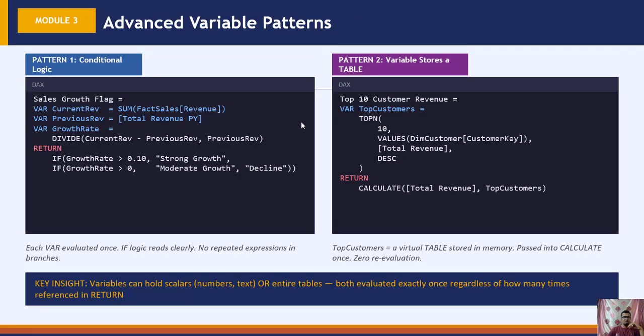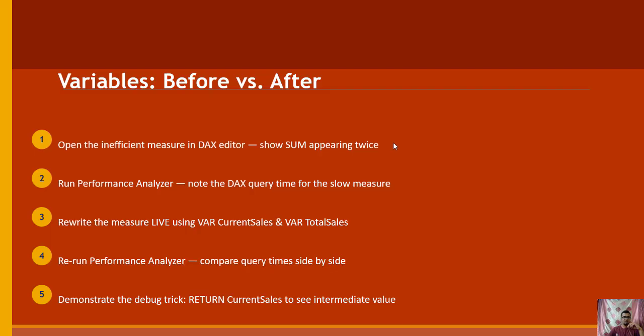Advanced variable patterns. Here you can see for conditional logic we have used a variable instead of going with nested logic, where the variable improves the performance. The second is this top 10 measure. Usually we use RANKX, but RANKX is an iterated function. The same output can be achieved, but it increases the time and affects performance. The same result can be achieved by TOPN, so wherever possible we need to use TOPN instead of RANKX.